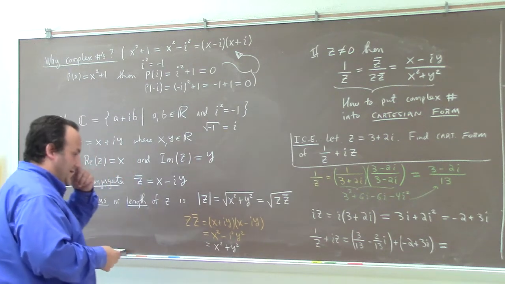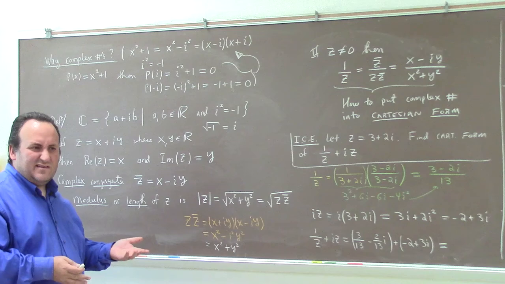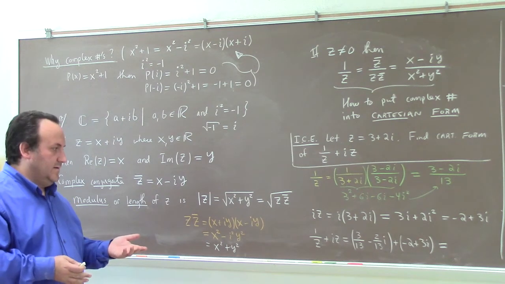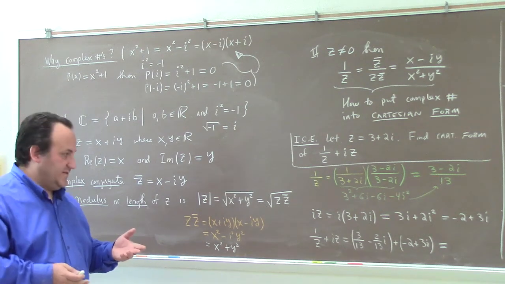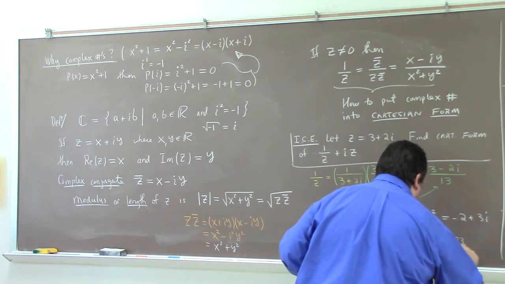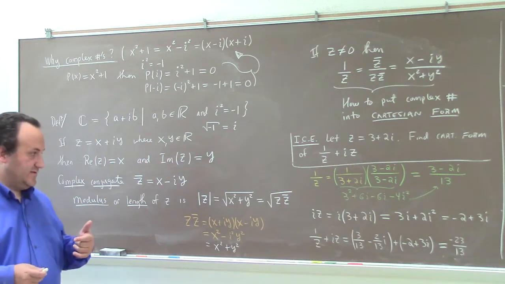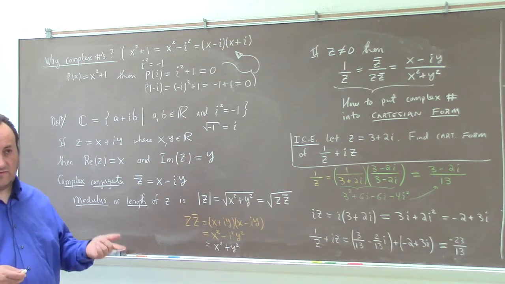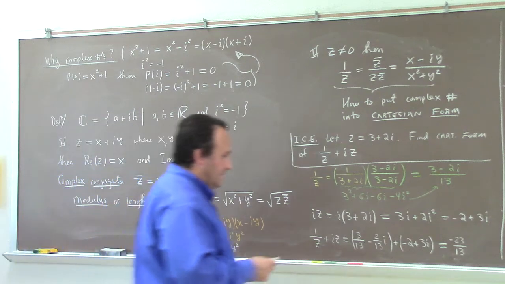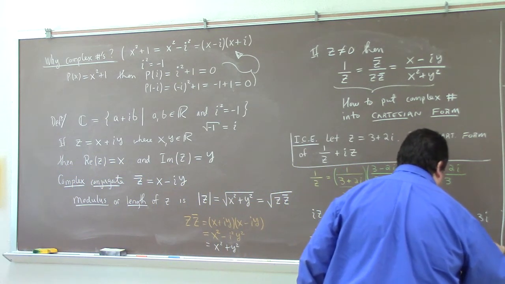Now I'm going to have to think. In terms of how many thirteenths is minus 2? It's minus 26, right? So minus 26 plus 3 is minus 23 over 13. And how many thirteenths is 3? 3 is 39 thirteenths. So I got 39 thirteenths minus 2 thirteenths, 37 thirteenths, plus i times 37 thirteenths. So there you go.